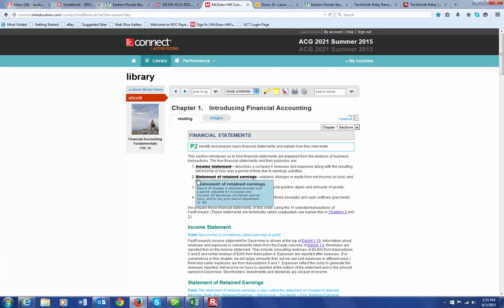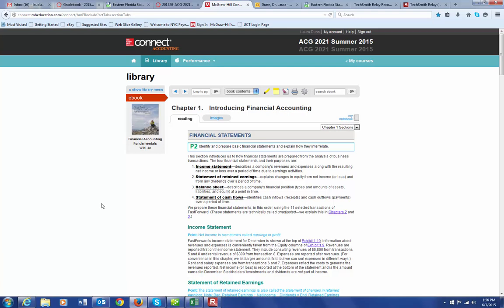So the statement of retained earnings starts with the beginning retained earnings and will add any new investments that have been made into the company. We'll add to that any net income or subtract from that any net loss. And then it will also subtract any dividends that have been paid during that particular period of time to arrive at the retained earnings at the end of that particular period.